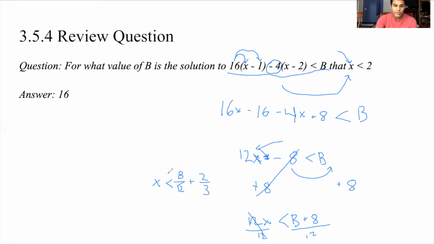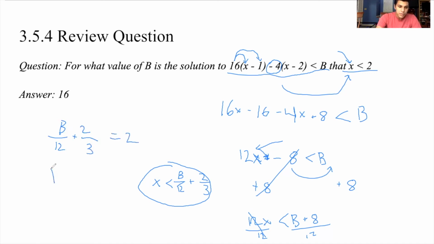And now that we have it in this form, since x is less than b over 12 plus 2/3 and x is less than 2, then that means b over 12 plus 2/3 has to equal 2. So if we write out that equation, b over 12 plus 2/3 equals 2, then we can solve for b.